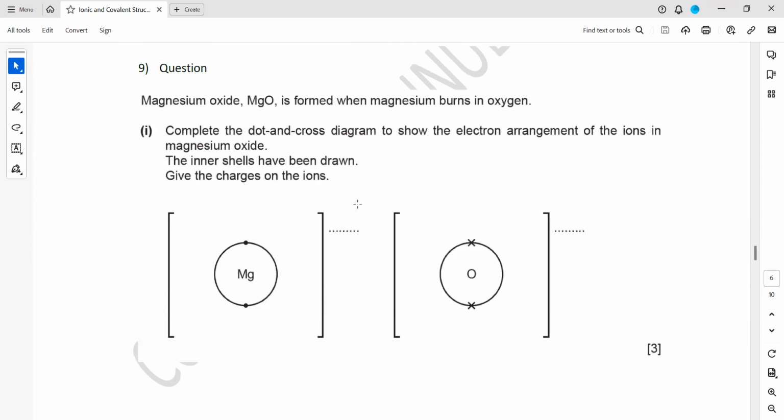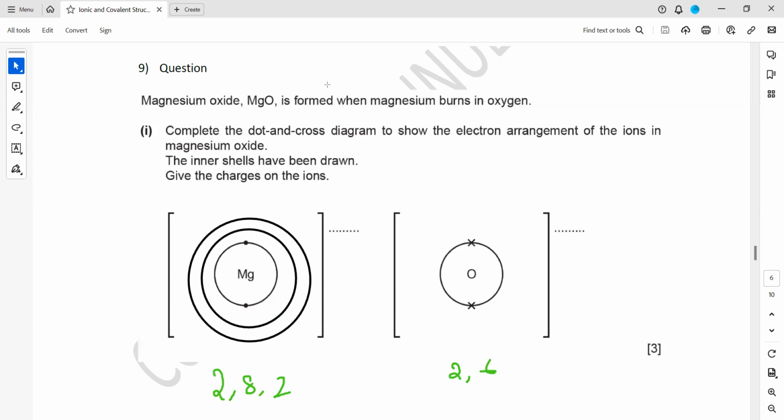Magnesium oxide is formed when magnesium burns in oxygen. Complete a dot and cross diagram. So first we draw the structure for an atom. Magnesium configuration is 2, 8, 2, and oxygen configuration is 2, 6. So first shell 2 electrons, second shell 8, and the third shell 2 electrons.